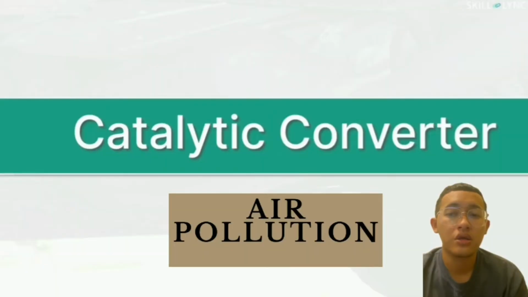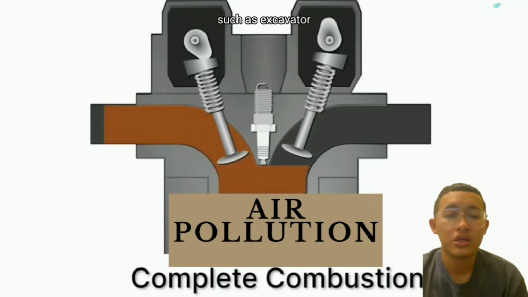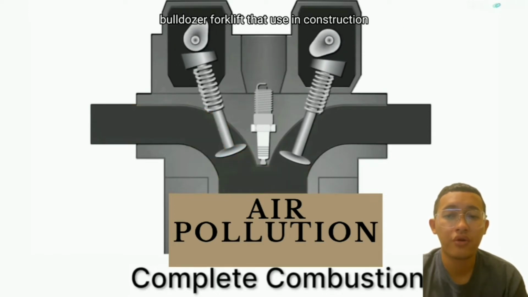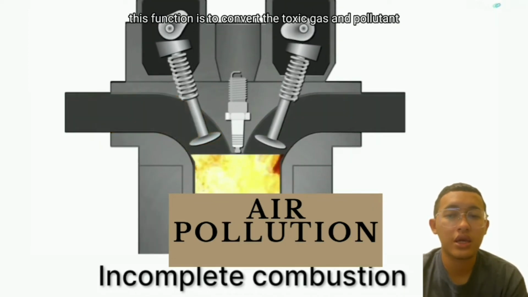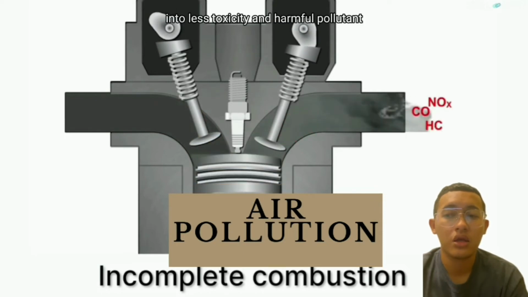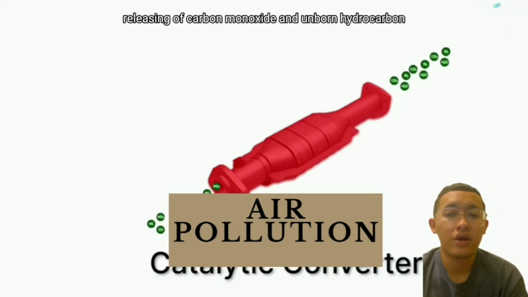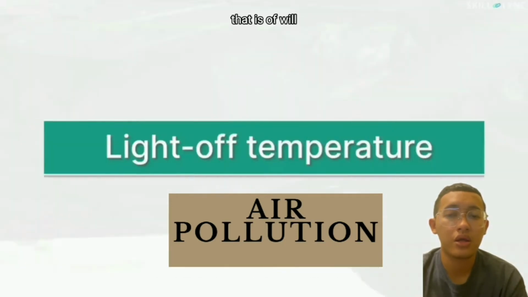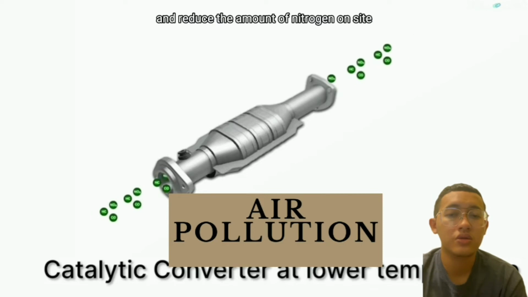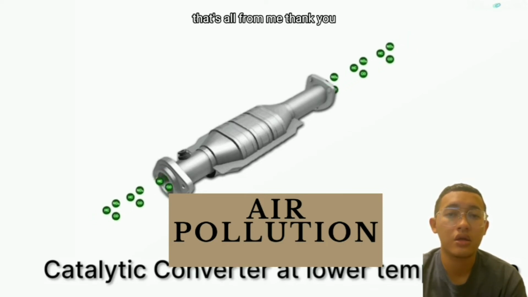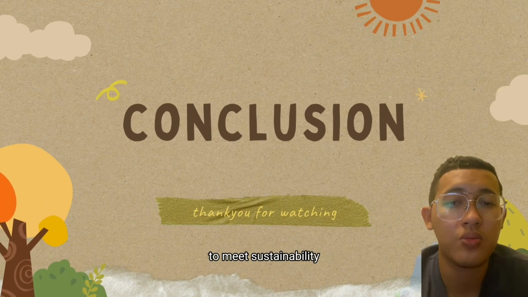For the solution, we can use a catalytic converter for heavy machinery such as excavator, bulldozer, and forklift that are used in construction. Its function is to convert the toxic gas and pollutants released into less toxic and harmful pollutants. Releasing of carbon monoxide and unburned hydrocarbon from the exhaust will instead release carbon dioxide and water and reduce the amount of nitrogen oxide.